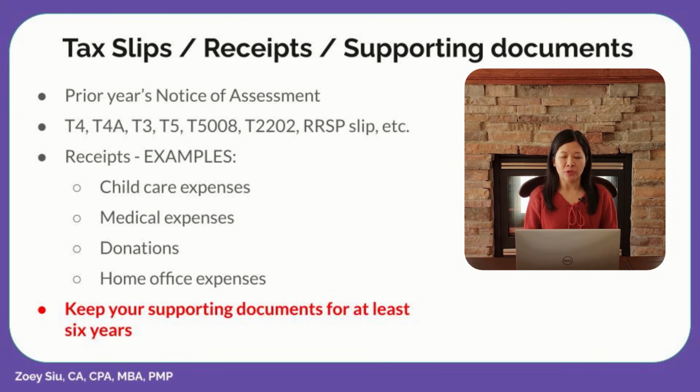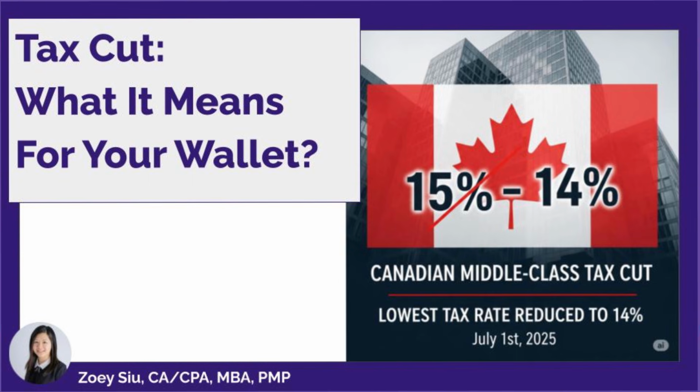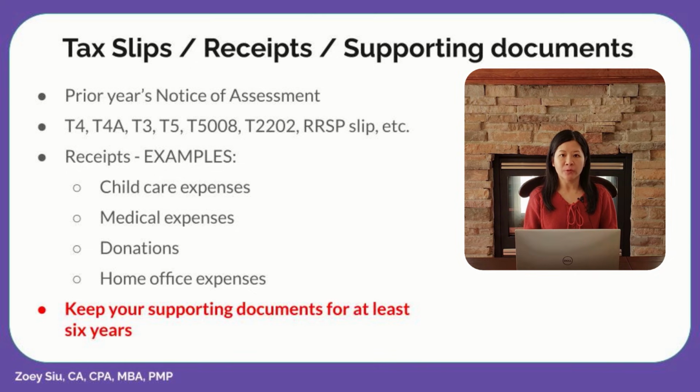One of the biggest changes this year is the reduction of the federal tax rate on the first bracket, which dropped it from 15% down to 14%. Because this was implemented mid-year, the effective rate for 2025 is 14.5%. UFile will calculate this for you automatically.